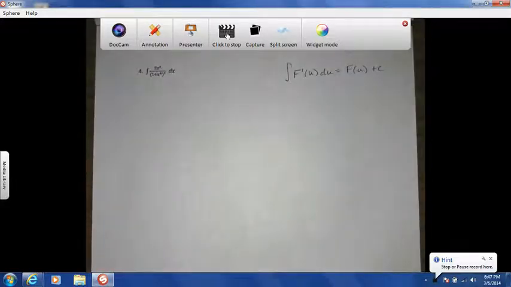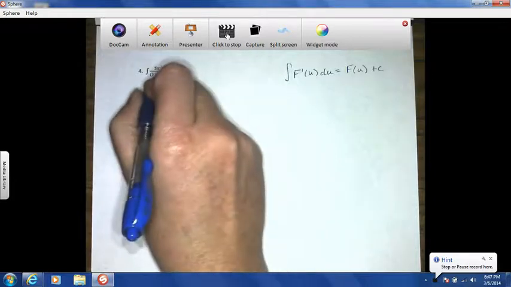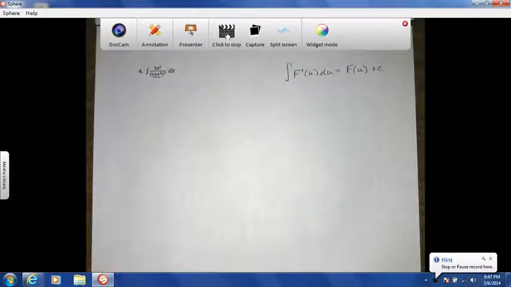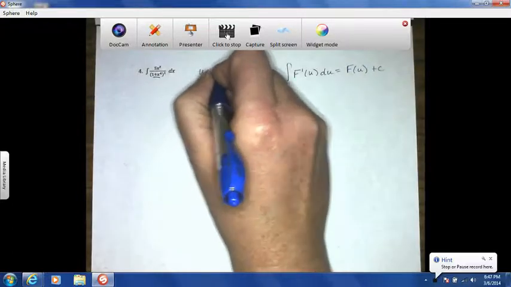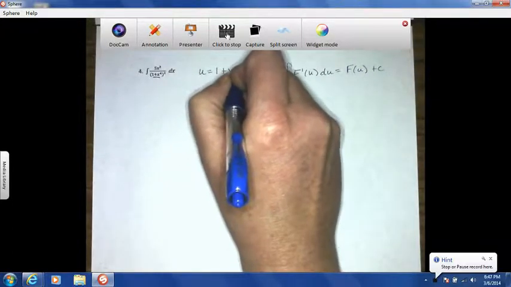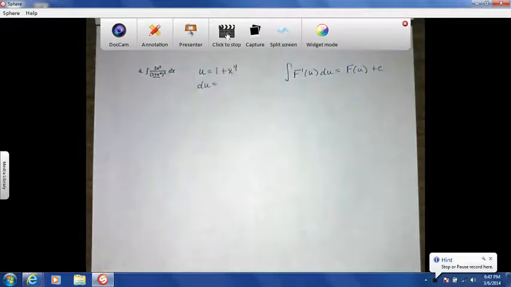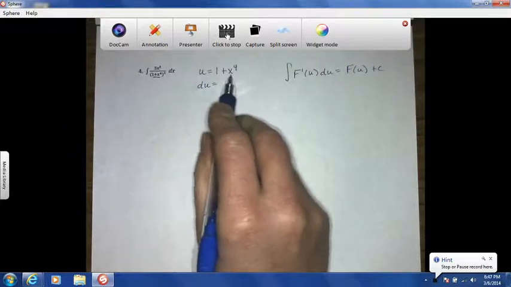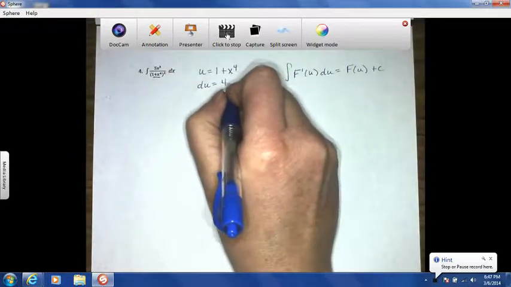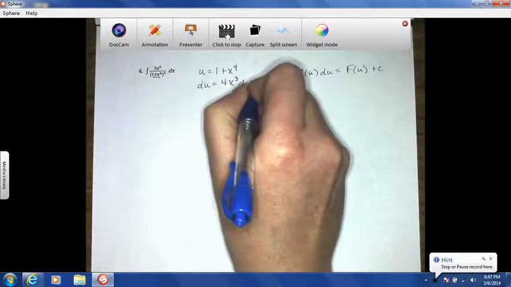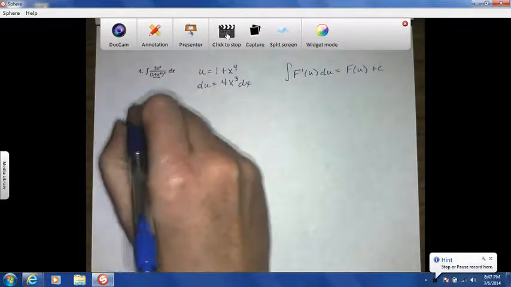Last one, the integral of 5x cubed over 1 plus x to the 4th raised to the 2nd. Now on this one, I can see that the composite function has the inside piece of 1 plus x to the 4th. So I'm going to let my u substitution be 1 plus x to the 4th. That means my du, the derivative of 1 is 0, the derivative of x to the 4th is 4x cubed dx. So let's look at what we have here.